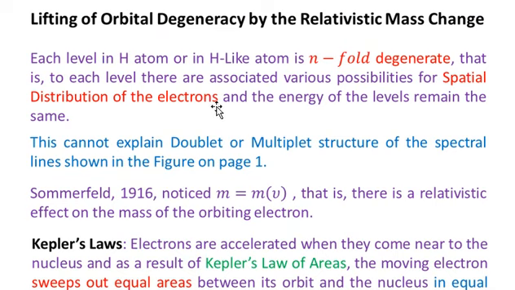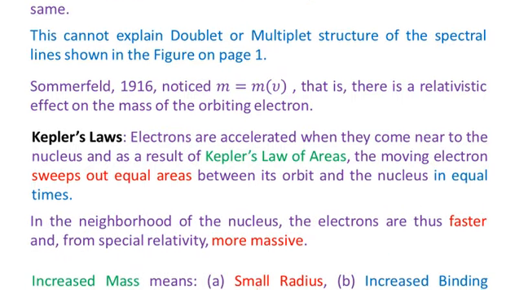So you see that this unfolded degeneracy cannot explain the doublet or multiplet structure of the spectral lines shown in figure number 1 on page number 1. Sommerfeld in 1916 noticed that m is not a fixed number, but m is a function of the velocity of the electron. So this is the concept of relativistic mass change. That is, there is a relativistic effect on the mass of the orbiting electron. So you see that this relativistic mass change effect was introduced by Sommerfeld in 1916.